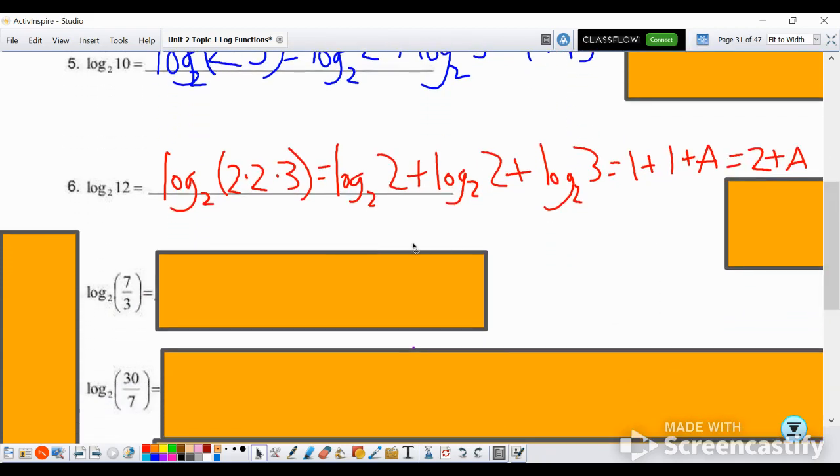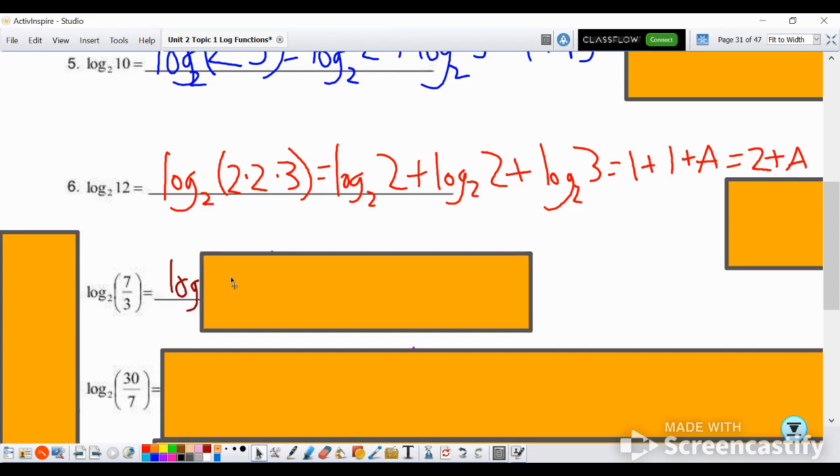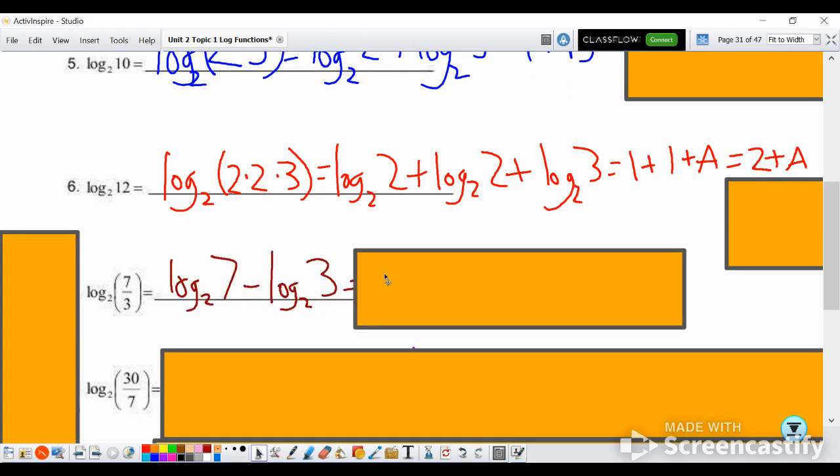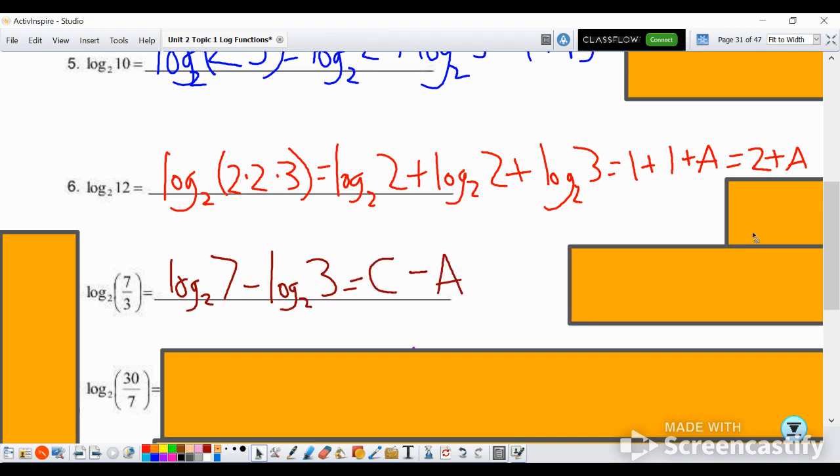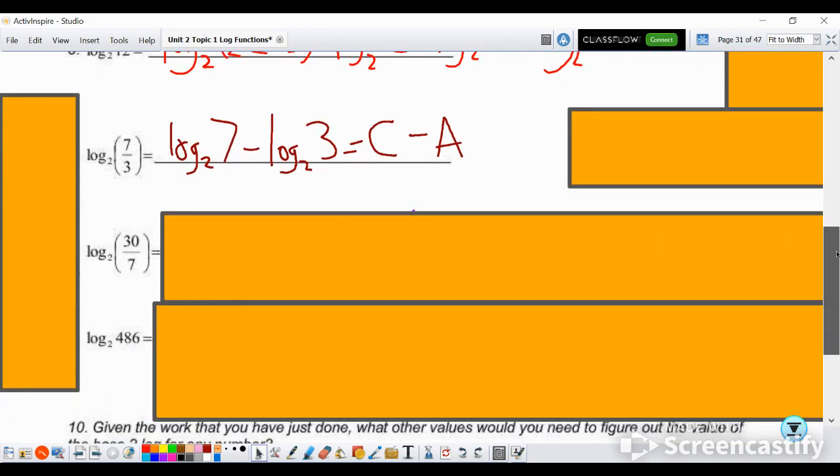The next problem, number 7, is actually the quotient rule. The quotient rule changes into subtraction. So I'm going to change log base 2 of 7 divided by 3 into log base 2 of 7 minus log base 2 of 3, in which case we're going to have C minus A from the number bank above.